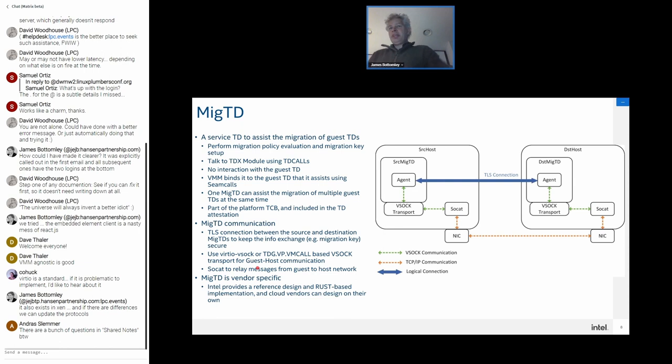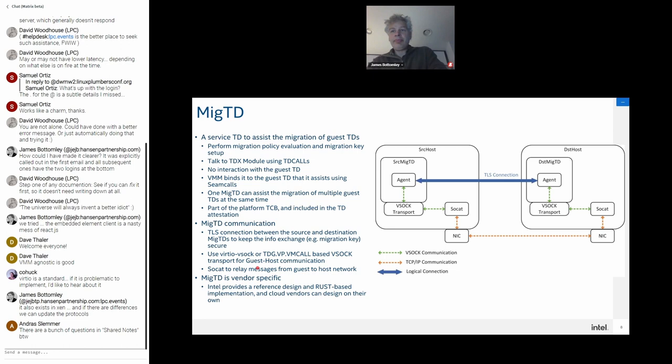I understand the attestation piece. So they need to write their own migration TD and then publish it so everybody can see it. But why then do we have lots of different implementations per cloud? Why not just one open source implementation, since it all has to be open source anyway, that everybody can trust and that everybody's verified?